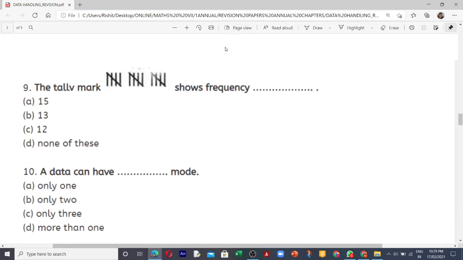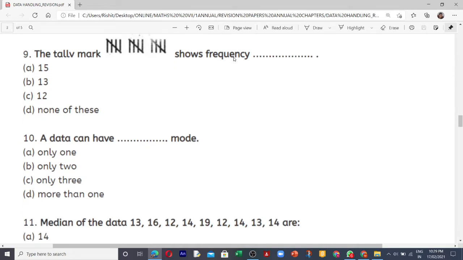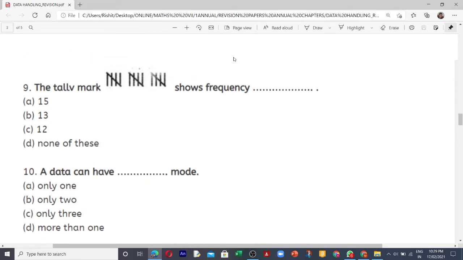Next. A data can have dash mode. Only 1, only 2, only 3, or more than 1. So what is your answer, children? Just write down. Question number 10, the option is this. Write in the chat box, children. All of you please write. Everyone should participate.